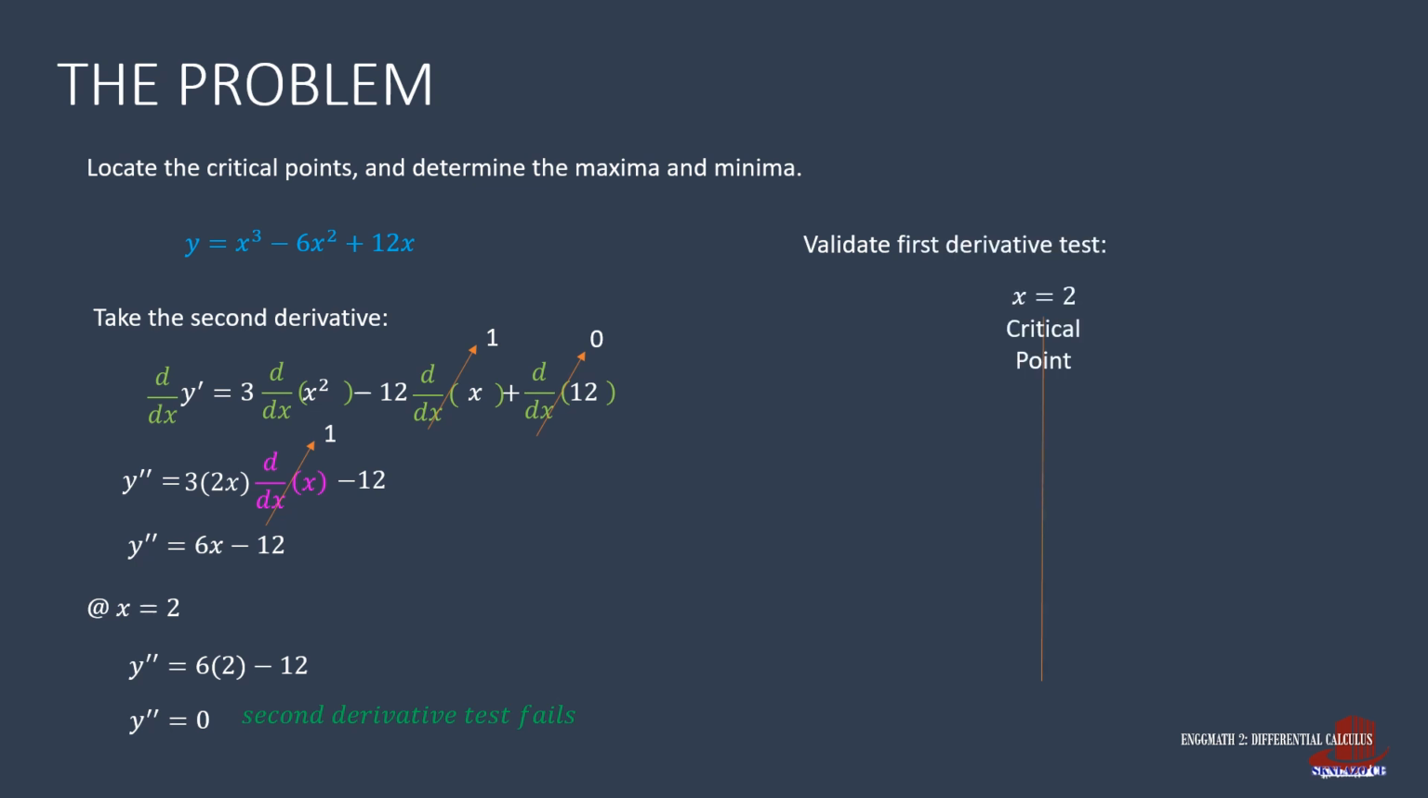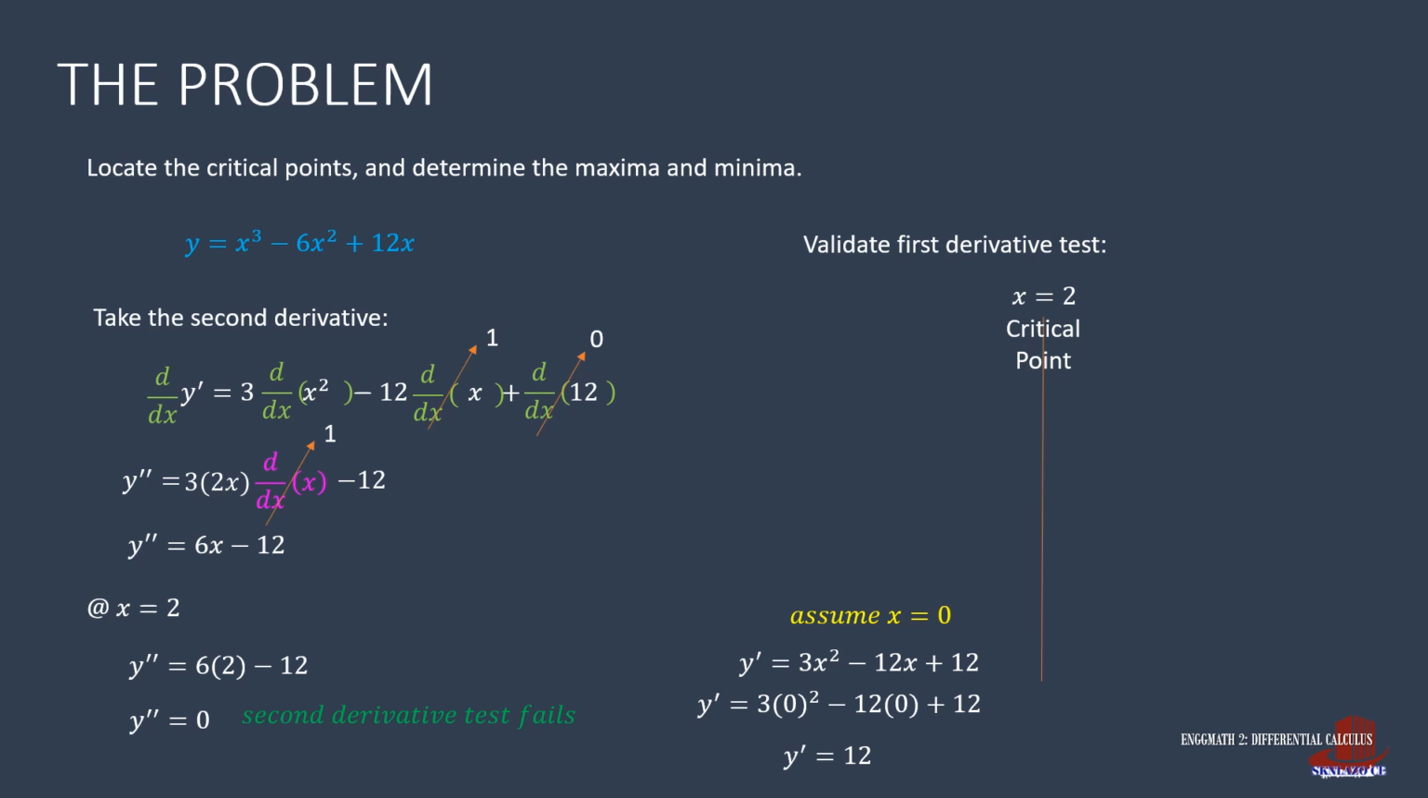At x of 2, where the critical point is located, we assume values on either side. From the left, let's assume x of 0. Place 0 into the slope equation, thereby having y prime as 3 times the square of 0 minus 12 times 0 plus 12. y prime is then positive 12.